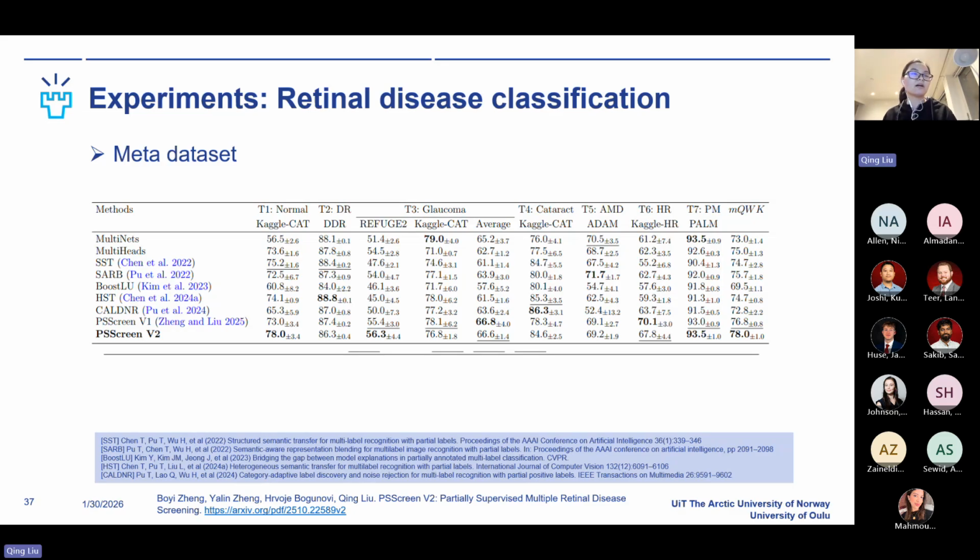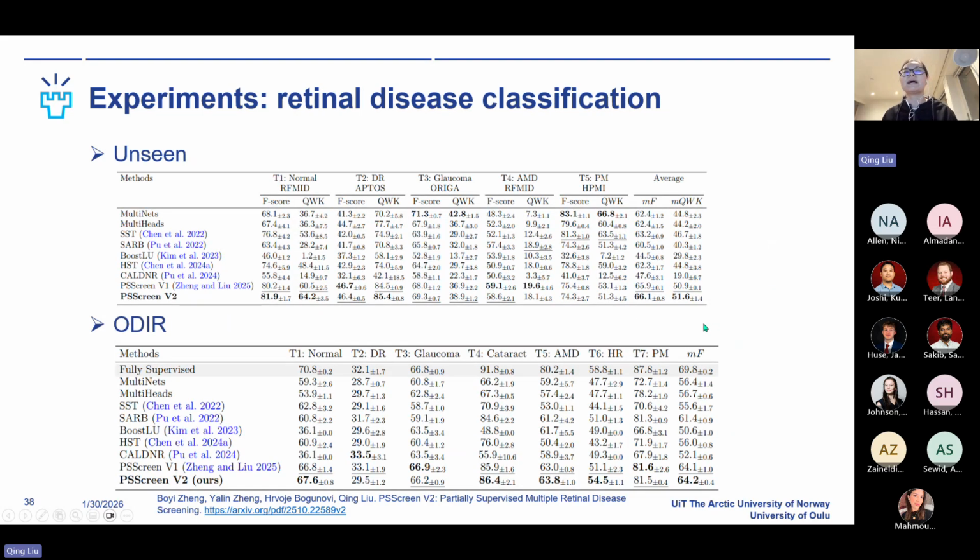So here are the performances of this method, PSL V2, on the metadata set. And from this table, we can see that by performing augmentation in the feature in the frequency domain, we can get better performances on the metadata set, and also we can get better performances on the SIM dataset and the ODIR dataset.